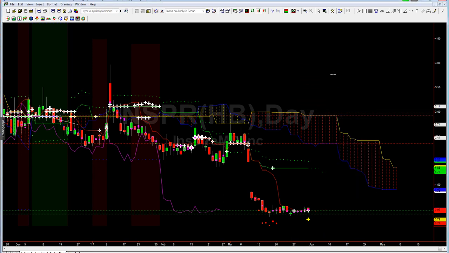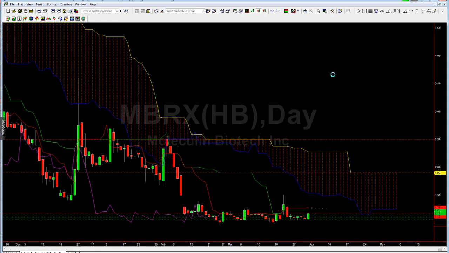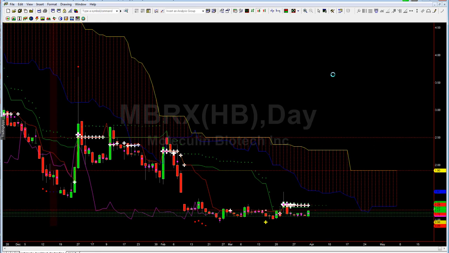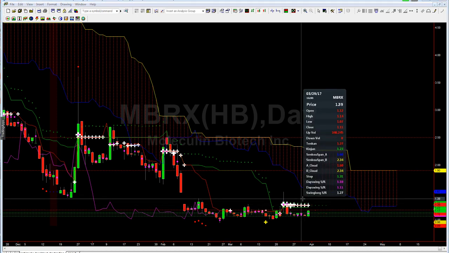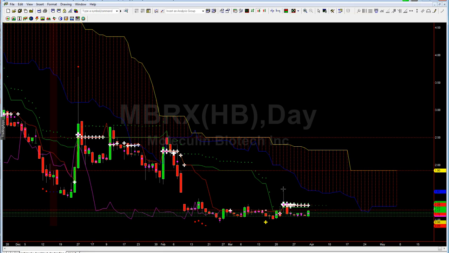Last example that we are looking at, MBRX, Molecular Biotech. Same type of deal. The crosses have been holding it down and holding it down. I think this stock was like 650, trading around $1.10. It's consolidating. There's a wall of crosses here. I would like to see it go above, and then we can start thinking about what to do with this one. That wraps up our session for today.